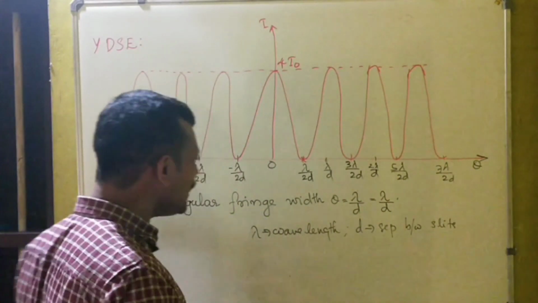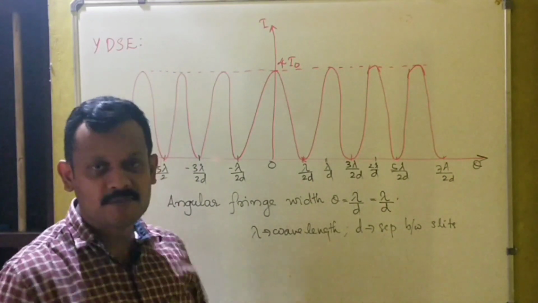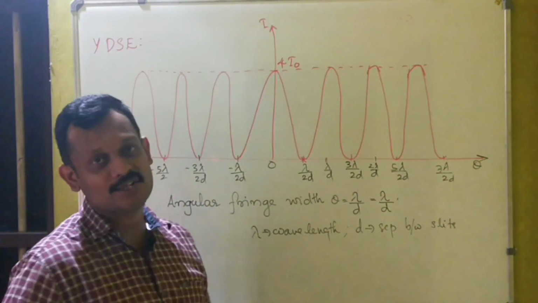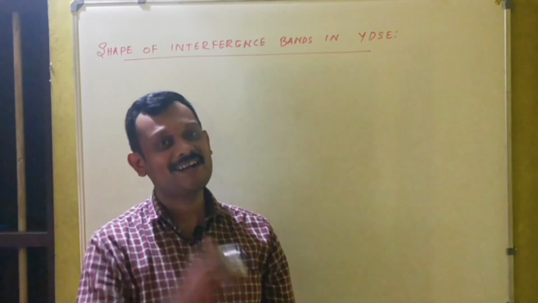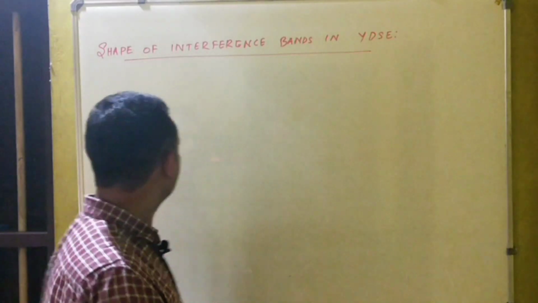It's so simple to understand, guys. It's not at all a difficult thing. I hope this much part is absolutely clear to you. Now we will move to the next concept: the shape of the interference bands in YDSE.